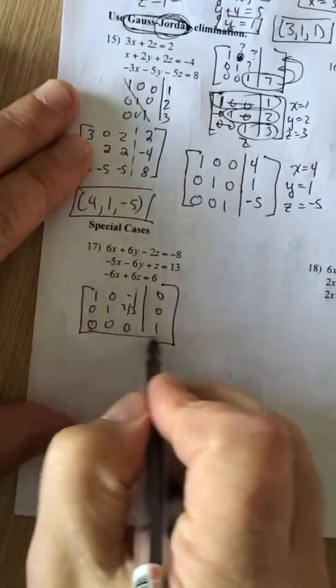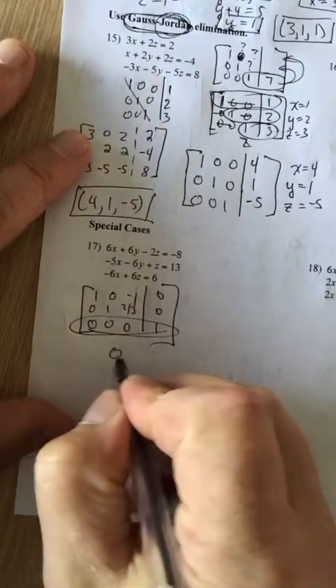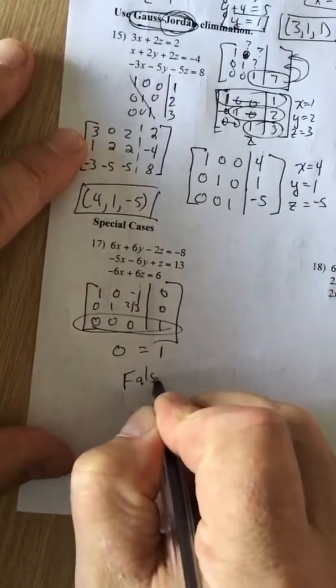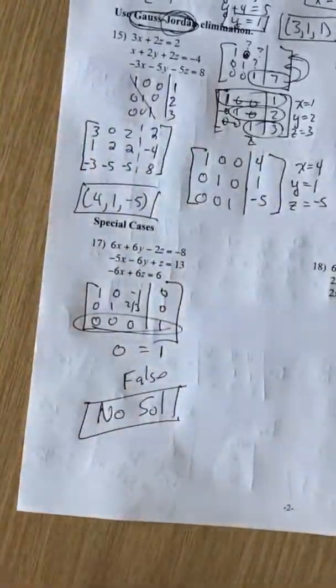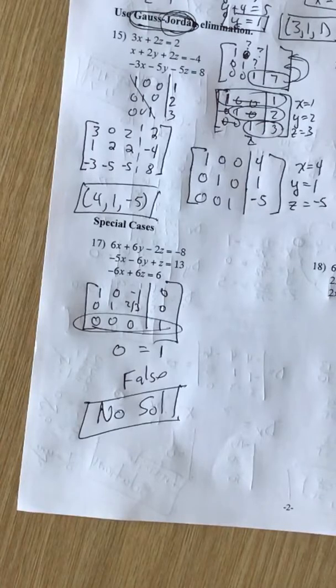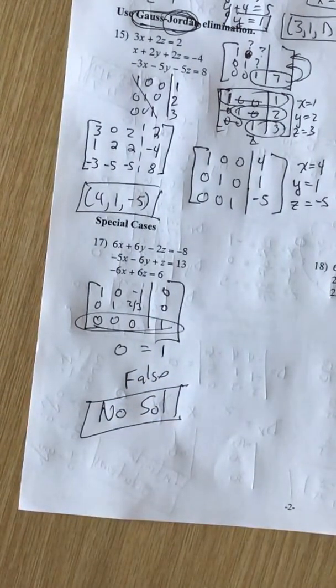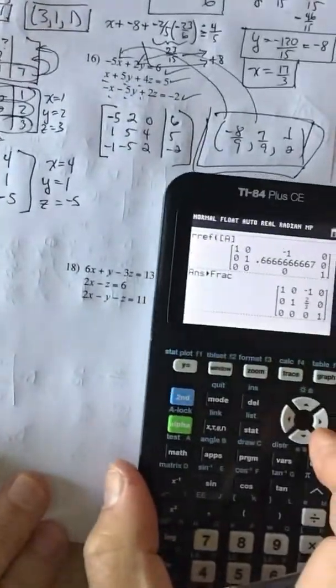Okay, it's right here that we have to deal with. See, all of the variables dropped out over here. So this side was 0 and this side is 1. That's false. That's no solutions. Anytime something is false, then it's no solution. So that's one of the special cases.